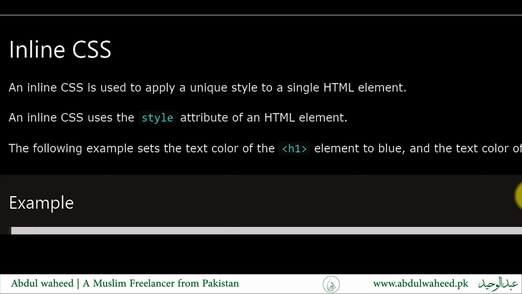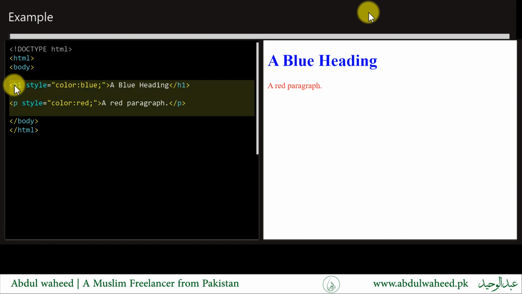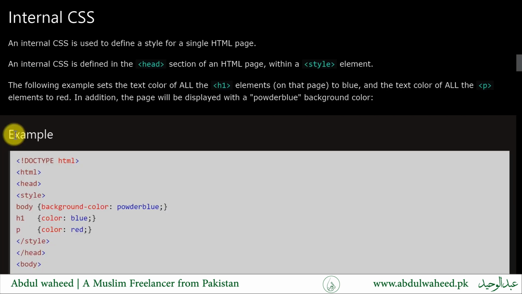An inline CSS is used to apply a unique style to a single HTML element. An inline CSS uses the style attribute of an HTML element. The following example sets the text color of H1 element to blue and the text color of P element to red. An internal CSS is defined in the head section of an HTML page within a style element.